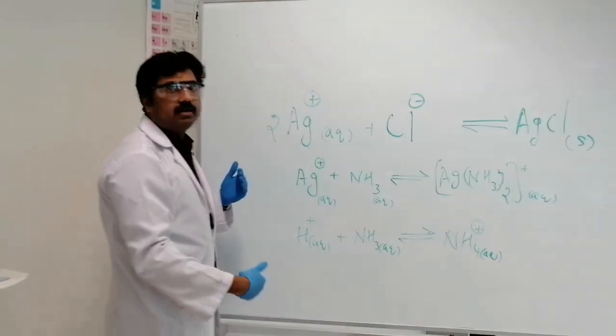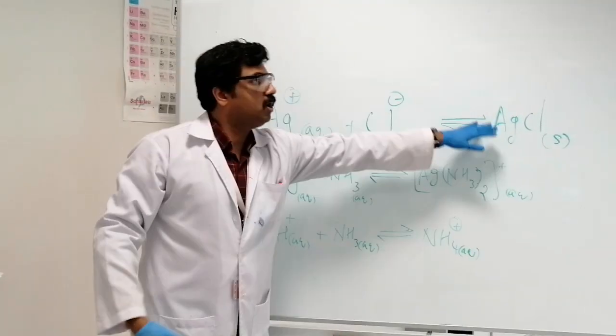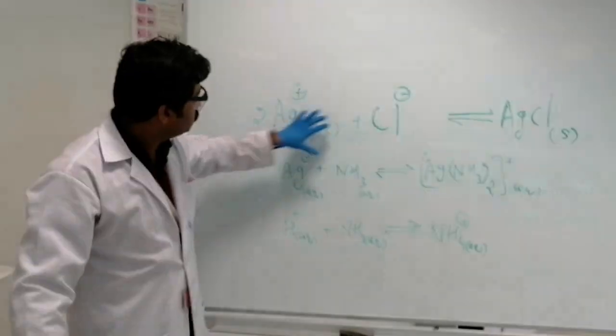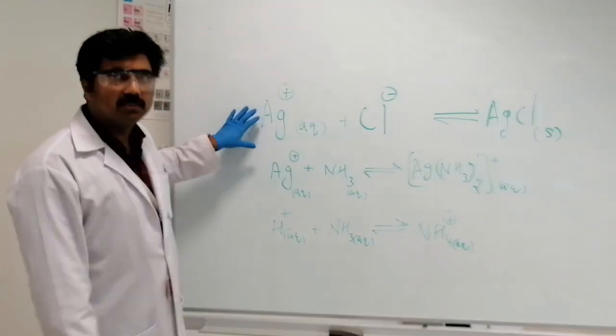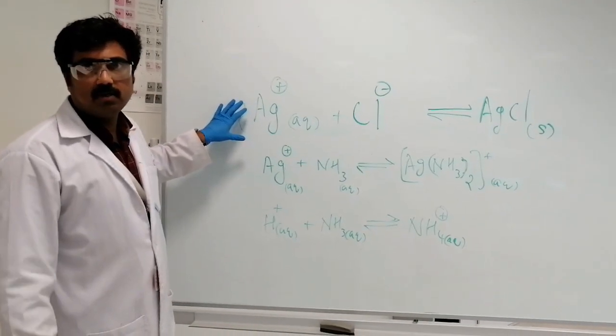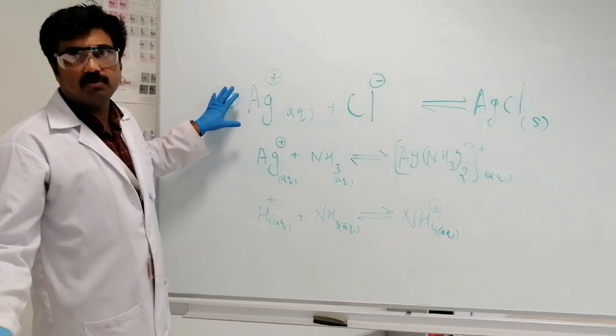Silver chloride is sparingly soluble. It is insoluble in water, but once it goes back to silver ions, it dissolves in solution. That means the precipitate dissolves. That's the observation we have seen. Right. Okay, now you go back to the test tube.